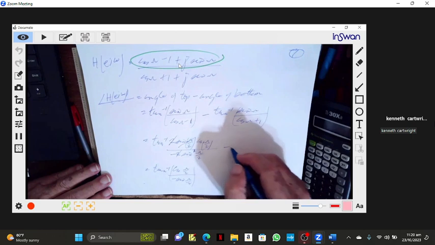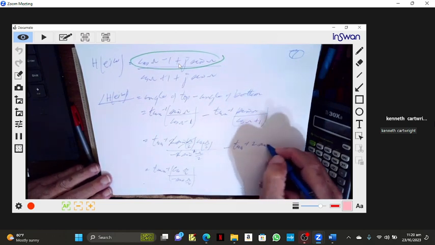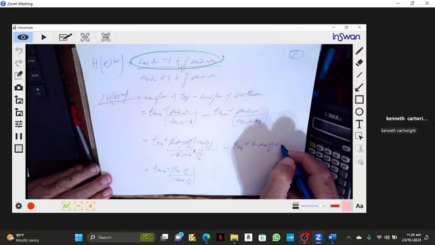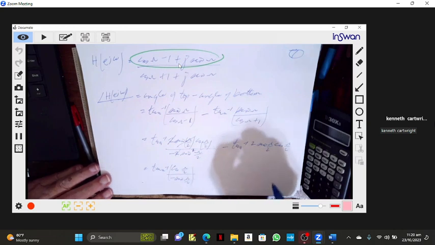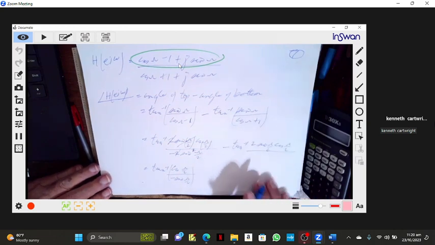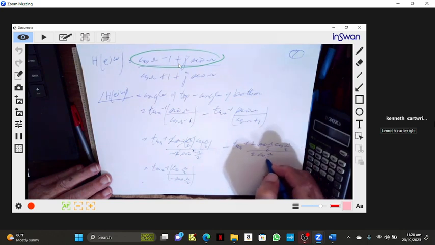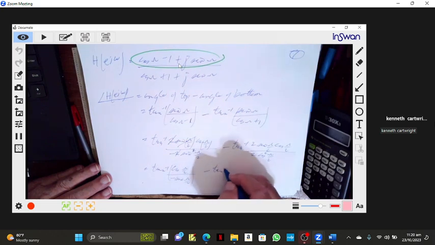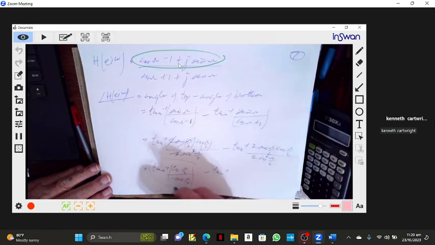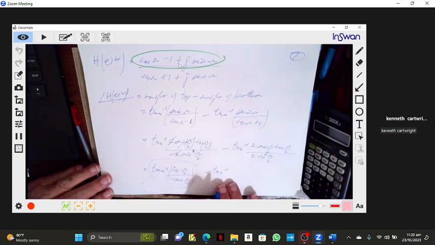And then this one over here is minus inverse tan of 2 sine omega over 2 cosine omega over 2. That's just an identity you should have learned in 168. And over the bottom is 2 sine cosine omega over 2 squared, minus inverse tan. You could clean that up as well, but I won't go that far today.